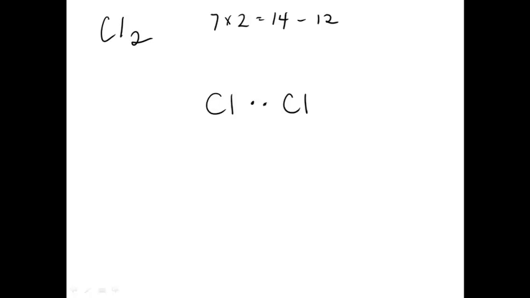Let's take a look at another one. Chlorine. Chlorine has 7 valence electrons in each one of its outer shells, and since there are 2 chlorines, that means 14 valence electrons to work with. So we need at least one bonding pair. That is leaving us with 12 electrons to work with, so we can put 6 around each one of the chlorine atoms.